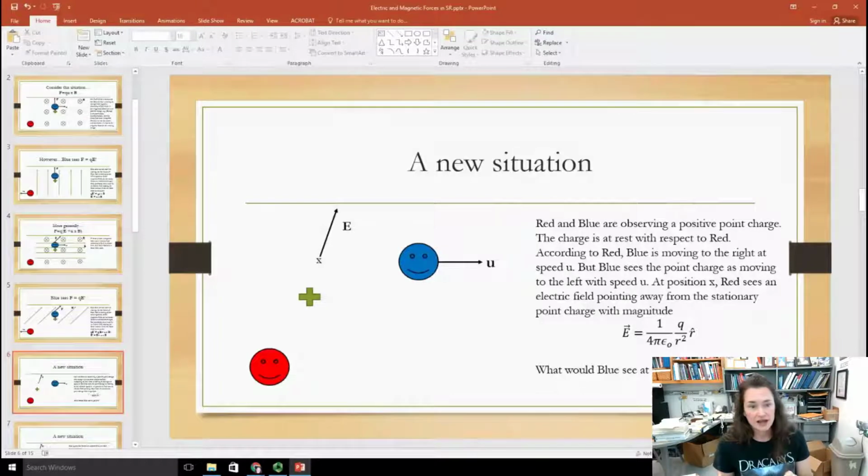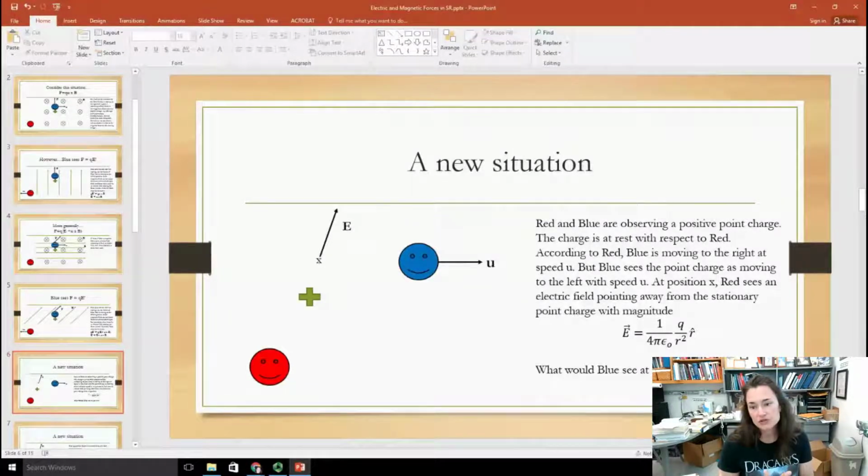Now, let's say that at a position x that's some distance away from that point charge, red is going to observe an electric field. And that electric field is going to point away from that stationary point charge. We learned the equation in introductory physics. This equation for the electric field according to a point charge is 1 over 4 pi epsilon naught times q over r squared, where r is the distance away from the point charge to the point. And then r hat is just a unit vector pointing radially away from that positive point charge. Now, that's the electric field that red would observe.